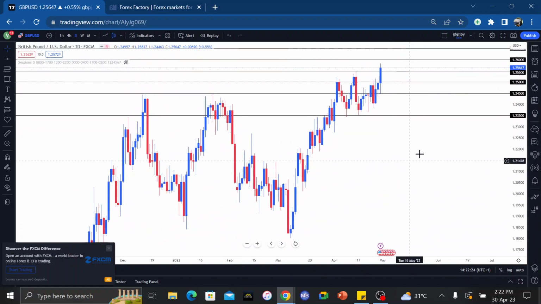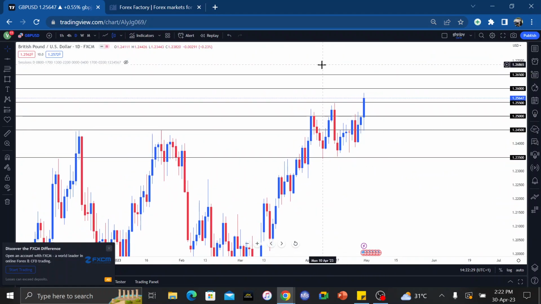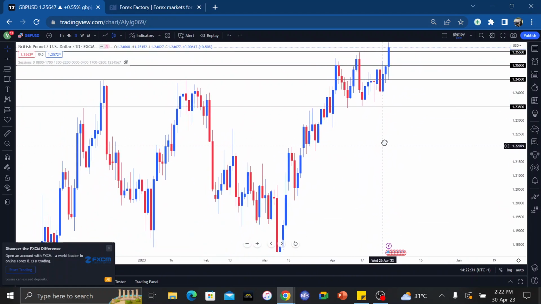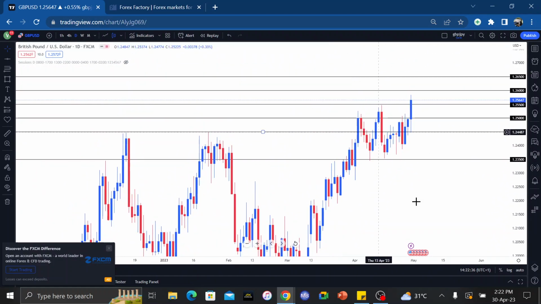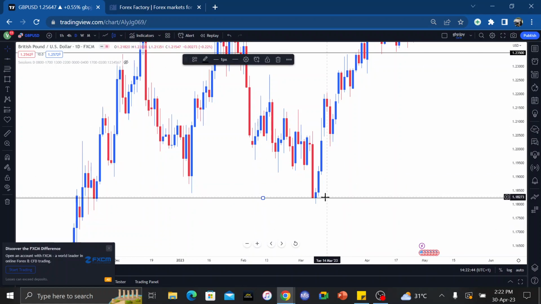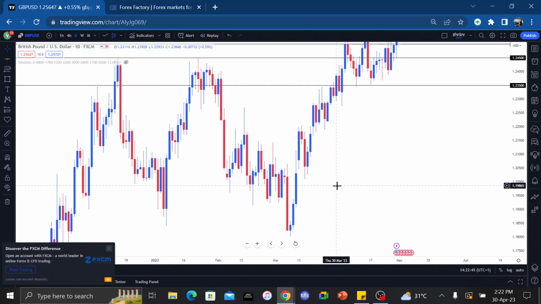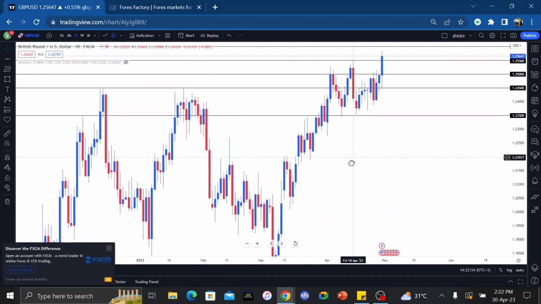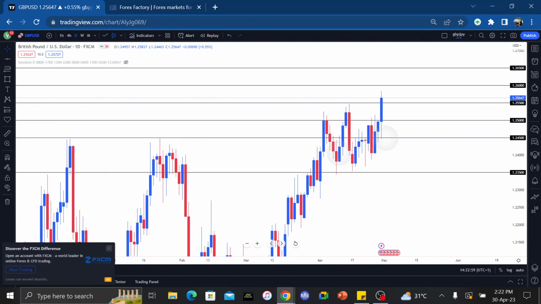Alright guys, I'm done marking out my psychological levels. As you can see, these are the ones that are relevant to me at this particular time. You can mark your psychological levels from here upward and that's it. But if I have a psych level here, yes, it's valid, but it's not relevant to the current chart. I won't be making money from it at this particular time. So I need something that I'll be making money based off of at this particular time.